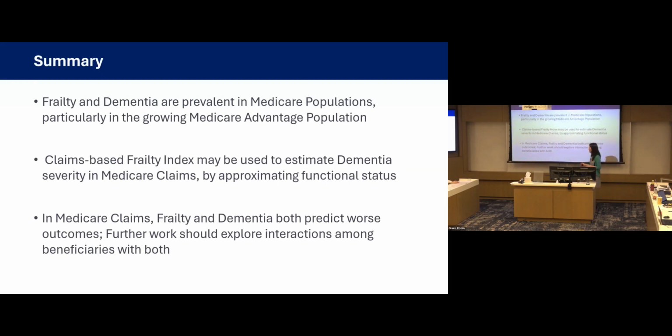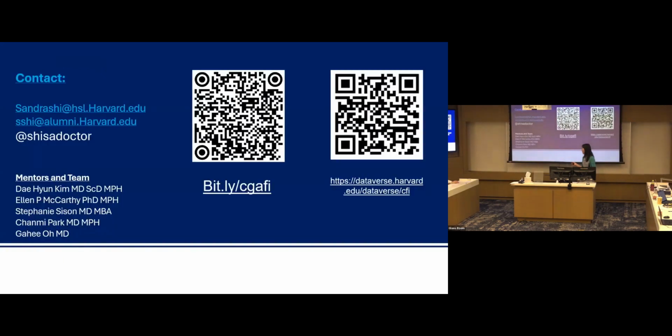There are measures, in particular claims-based frailty indices, that can be used to estimate dementia severity, help approximate things like functional status, which is work we haven't been able to examine closely. But in Medicare claims, both of these predict worse outcomes, and trying to understand the interaction and the overlap between both is going to be really important. And that's it.